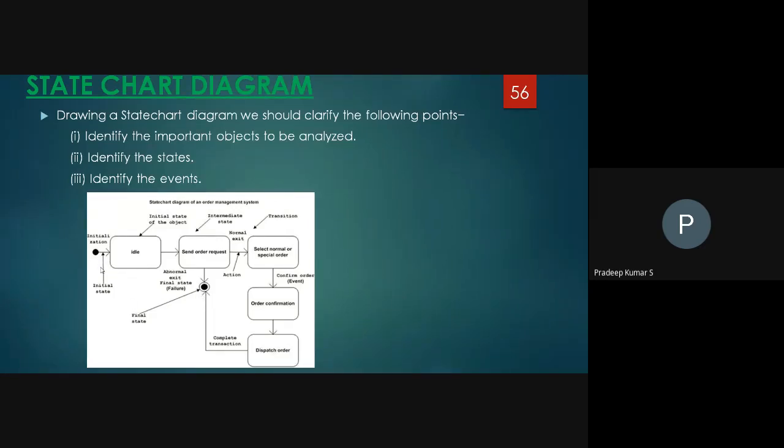Initial state, only one circle. While you go for the final state, here is the one dot circle followed by another circle. That is a signal, that is the representation. So from one state to another state, I can only represent it with the arrow mark. From the given diagram, just like a flow chart representation.